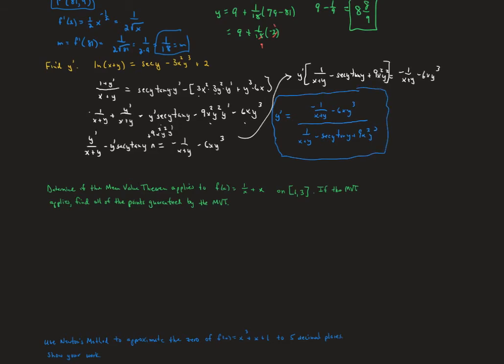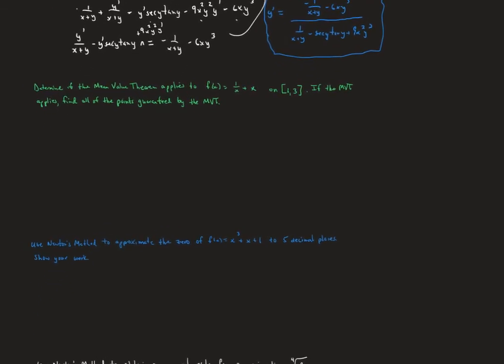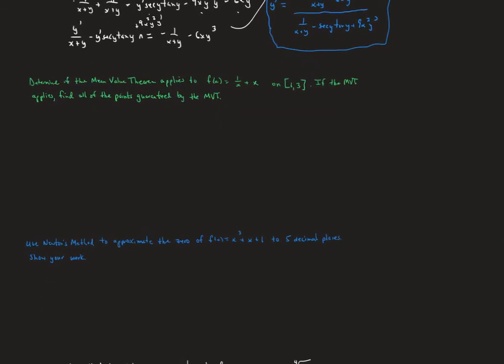All right. Let's see on this next one if we can determine if the mean value theorem applies to f of x equals 1 over x plus x on the closed interval from 1 to 3. If it does apply, can we find the points guaranteed by the mean value theorem? So this is trying to force us to understand what the conditions are for the mean value theorem.